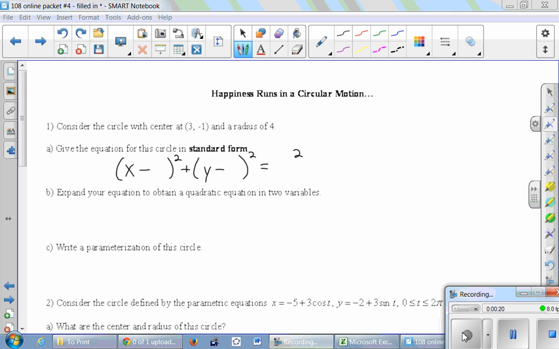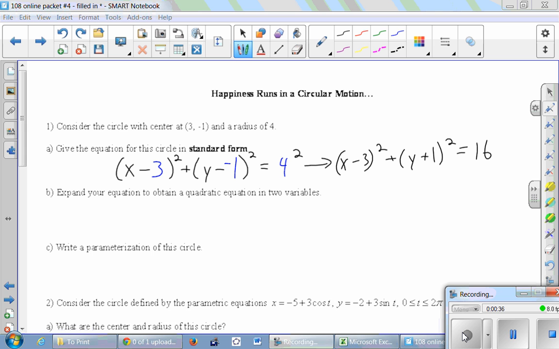So the h goes here, the k goes here, including that sign, and the radius goes here. And then let's go ahead and clean this up. (x - 3)^2. Change this one to (y + 1)^2 = 16.